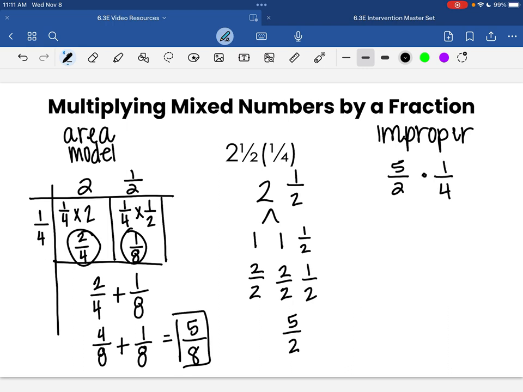So now I'm just going to multiply all the way across. So 5 times 1 is just 5, and all the way across the denominators, 2 times 4 is 8. So I get 5/8. So guys, again, you can use either strategy. You can multiply them without having to go improper using the area model. Or if you find it easier to go improper first, then you can just multiply them straight across.